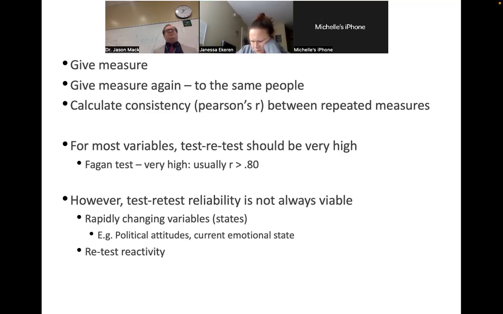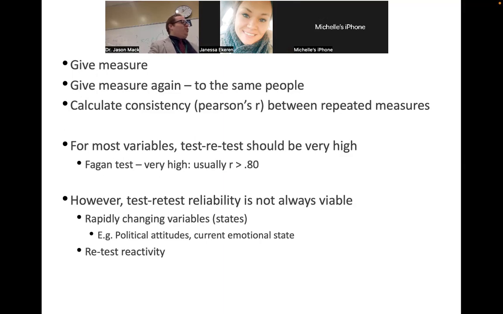Retest reactivity. If you're testing a bunch of subjects and they're irritated that you're testing them again, they could bias the results. Boredom, strive for difference or consistency.